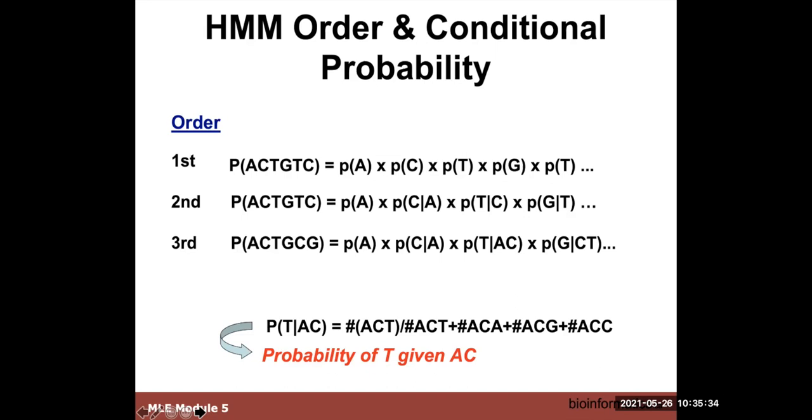When we're talking about hidden Markov models or Markov models, we're working in the field of conditional probability. The probability, in terms of a first order Markov model, of seeing the sequence ACTGTC is simply the probability of A times the probability of C times the probability of T and so on. The second order Markov model of seeing the same sequence would say that the probability of ACTGTC is equal to the probability of A times the probability of C given A times the probability of T given C. And then a third order would be what's shown there, where we've got P of C given A, probability of T given A and C, and so on. So again, if you know a little bit of probability, you can see where it can get a little complicated, in that it starts including Bayesian types of models.